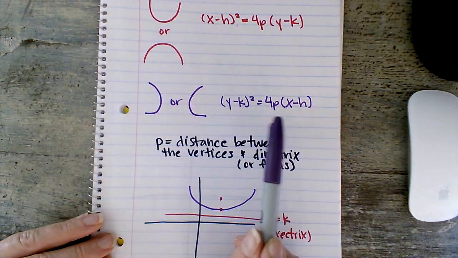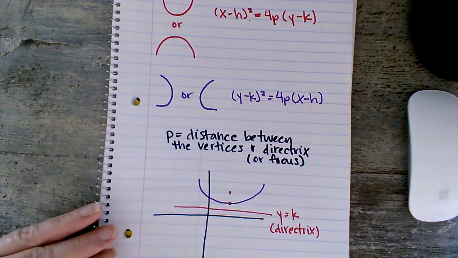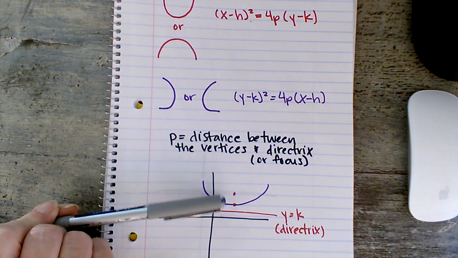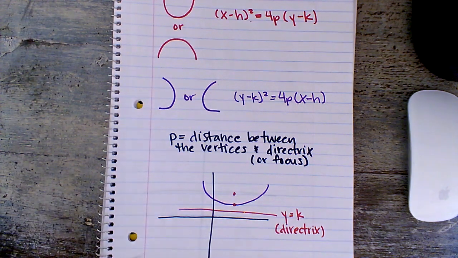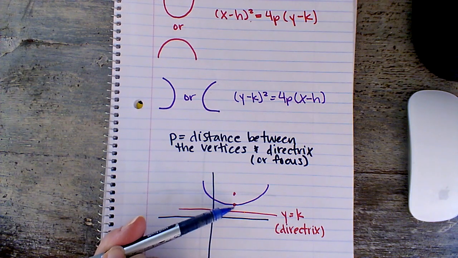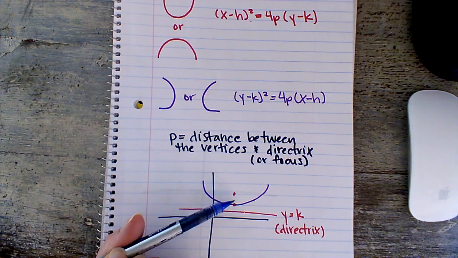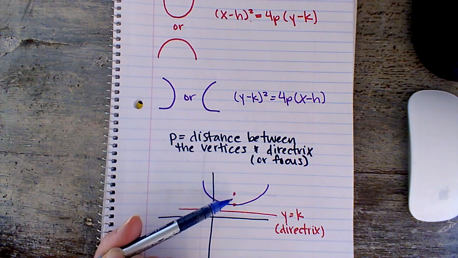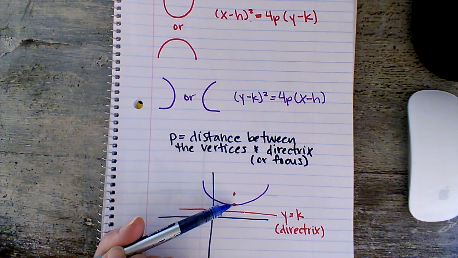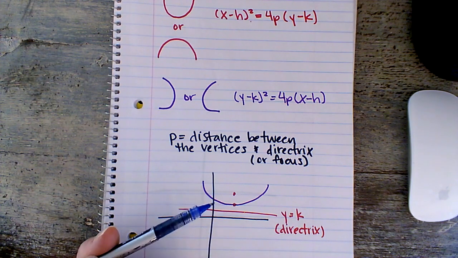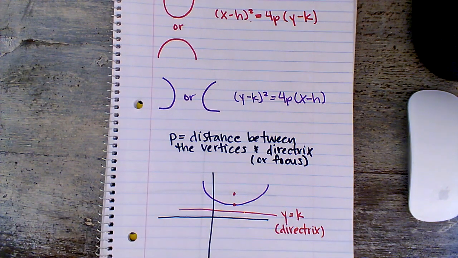Okay, so the rest of the formula, you've got 4 times p. Now, what is p? P is the distance between the vertex and the directrix, so there's your vertex, and the directrix right here, which is this little space right here. That's p. Or it's the distance between the vertex and the focus, which is here. Because remember, they're the same. They're the exact same. The distance between here and here is the same as the distance between here and here. Although it doesn't really look that way on the paper because I didn't draw it exactly. Okay? So that is p.